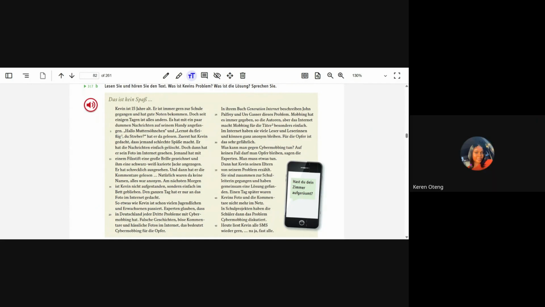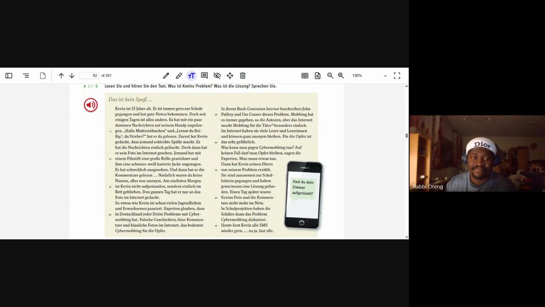Lesen Sie und hören Sie den Text. Was ist Kevins Problem? Was ist die Lösung? Sprechen Sie. So this task will be discussed. We will be practicing our speaking. Okay, all right, so let's go.